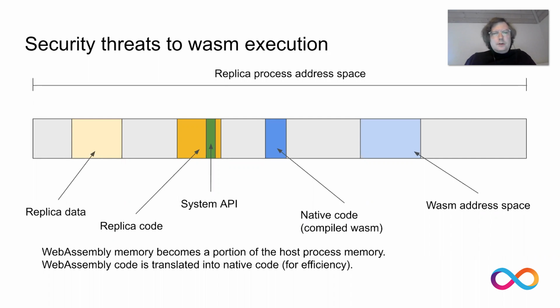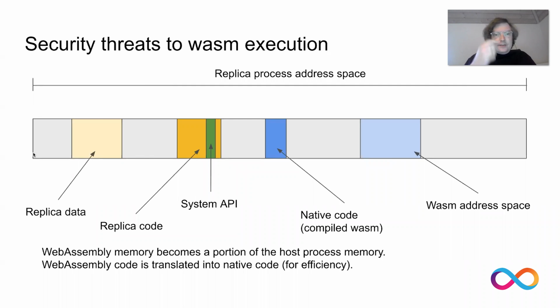Part of this replica code is also the system API that is available to canisters to interact with the IC. And then in order to have canisters running, the canister memory has its Wasm address space modeled simply as a small section of the larger replica process address space. And the canister code, the WebAssembly code, is translated into native code that will be directly executed by the CPU. So from the operating system and CPU point of view, this is all in a single process address space.